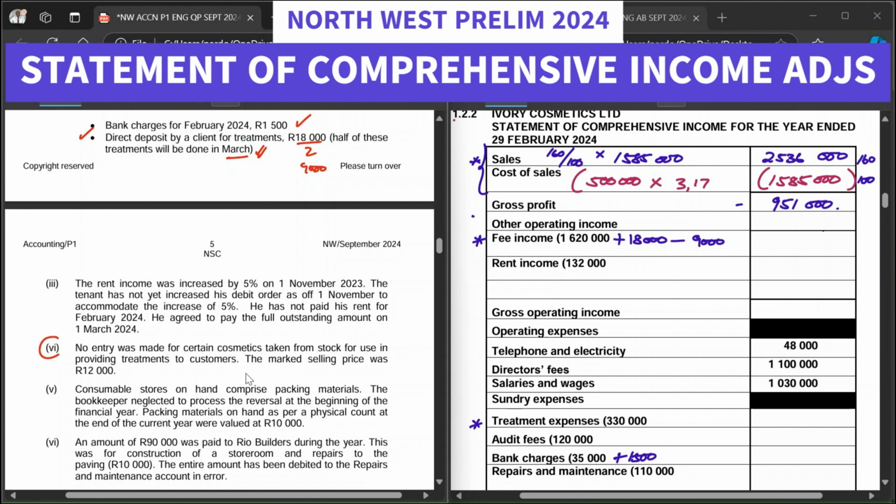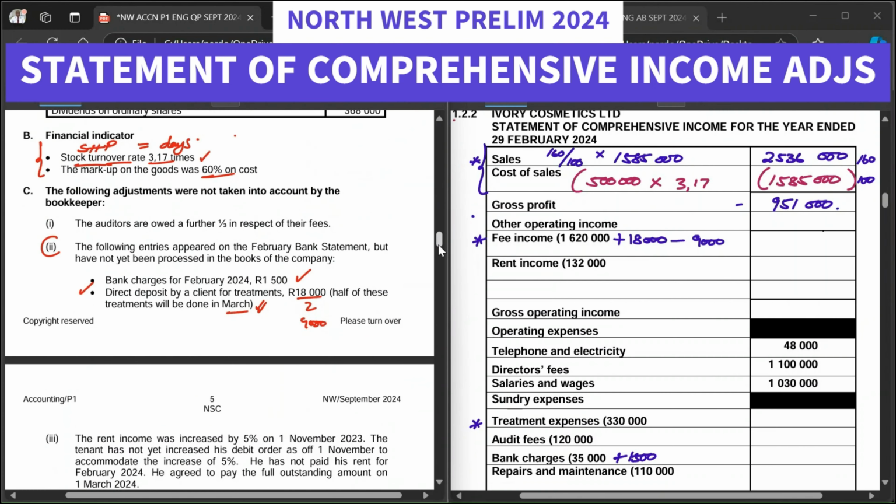Okay, so remember we are in the business of selling, but we're also providing a service, all right, treatments to our customers. So there are certain cosmetics which are taken from stock for use in providing treatments to customers. The mud selling price was 12,000. But we know that once we are taking it now from stock, we're not going to take it on the selling price. We're going to have to take it on cost.